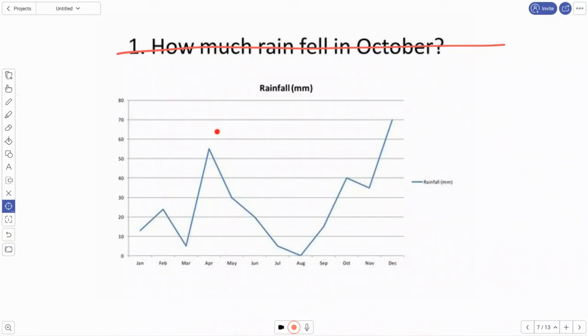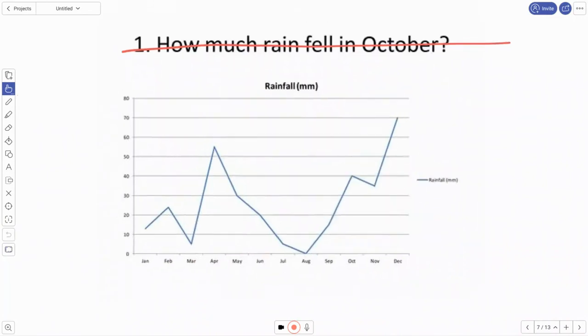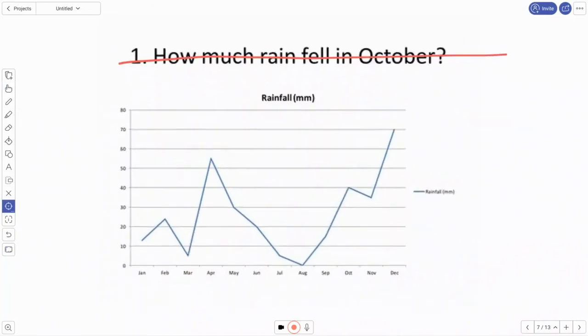I can follow this line to see how much rain fell at different parts of the year. So if we wanted to go back and answer that question of how much rain fell in October, I could go to October. All right. I could look all the way up. It's connected right on that line. I follow that line over. So 40 millimeters, right? You can see it went up. In December, it was 70 millimeters. In August, I can see August down here. They had no rain in August.